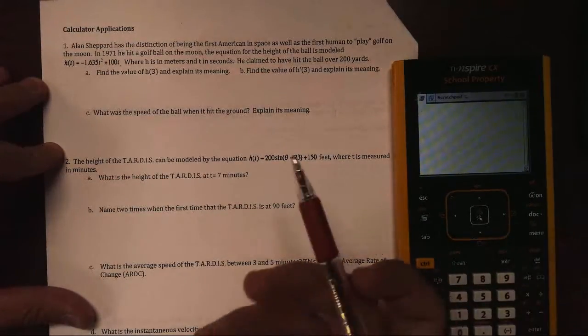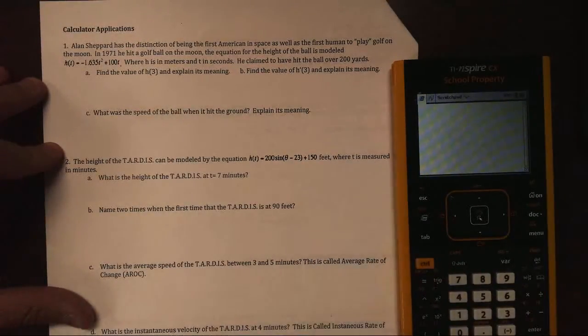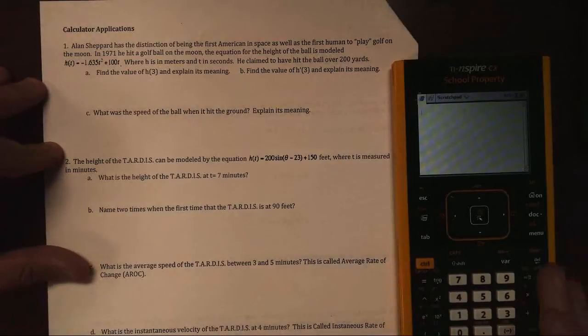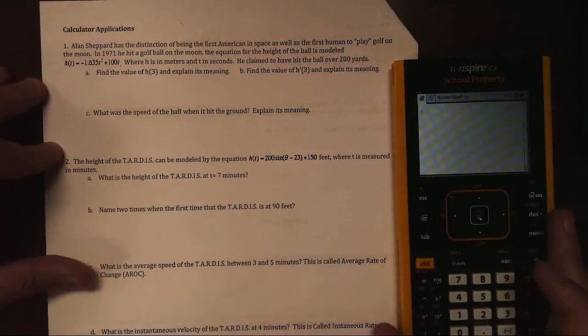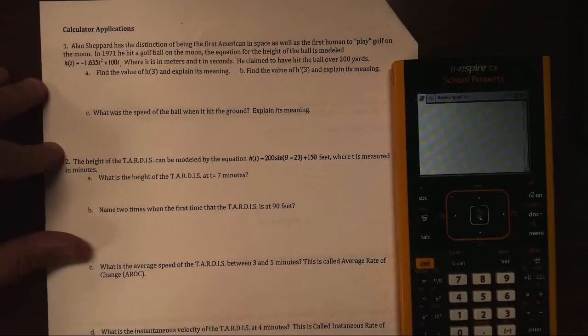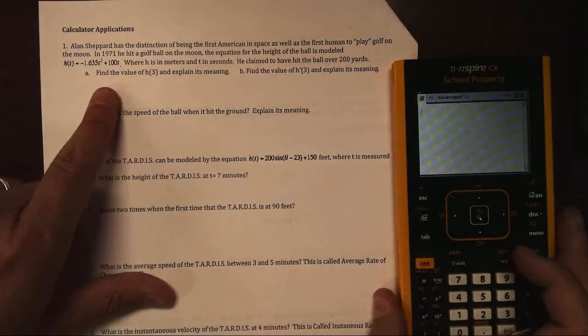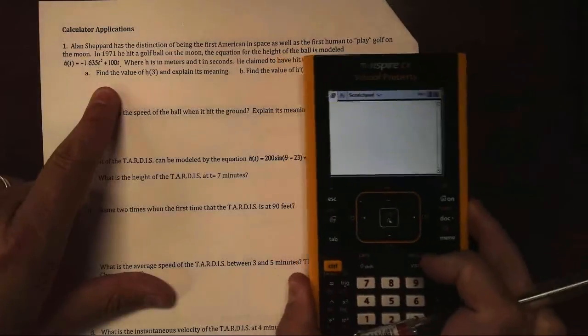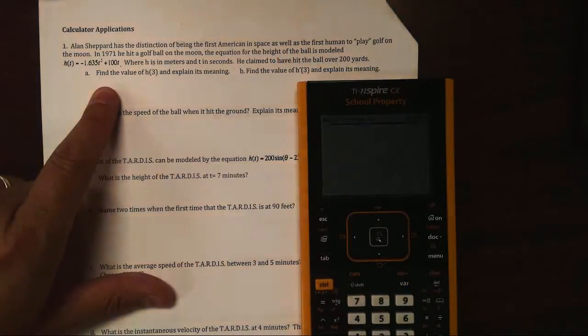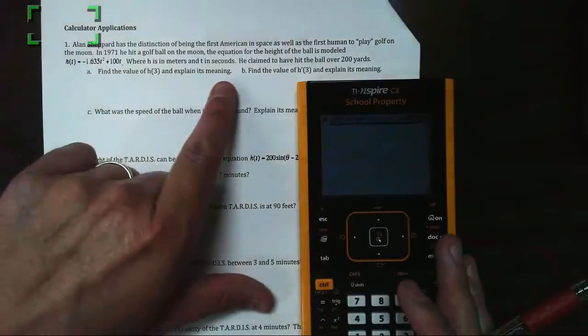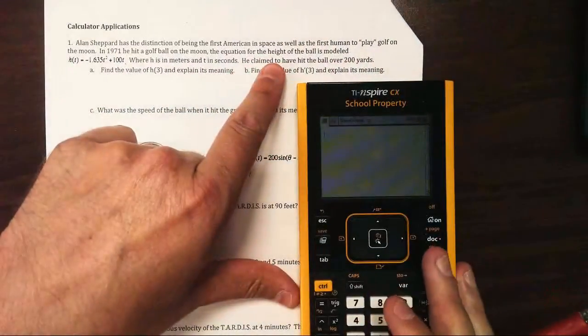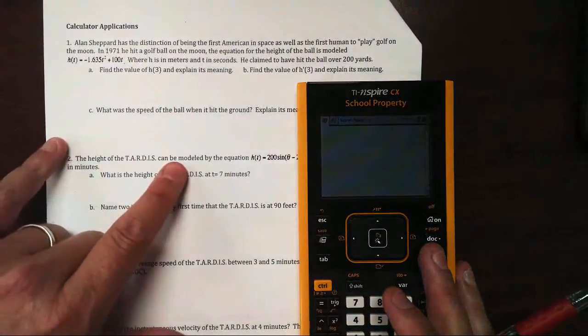Alright, so many people know that Alan Shepard was the first American in space, but many people don't know he was the first human to play golf on the moon. In 1971, he hit a golf ball on the moon, and the equation for the height of that ball is modeled by this equation. Just to let you know, I did make up this equation. So before we do anything, we are going to type the equation. Now, he claims to hit the ball over 200 yards, but we'll see.